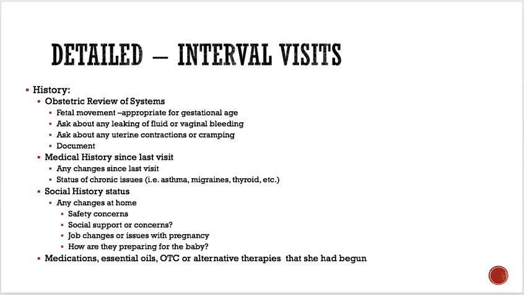We want to make sure that if they have felt fetal movement, they are continuing to feel fetal movement. We also want to make sure that we always ask about any vaginal discharge, any leaking of fluid, or vaginal bleeding. And we want to make sure that we're asking about any contractions or cramping and then document that. So kind of an obstetric review of systems. And you always document that.